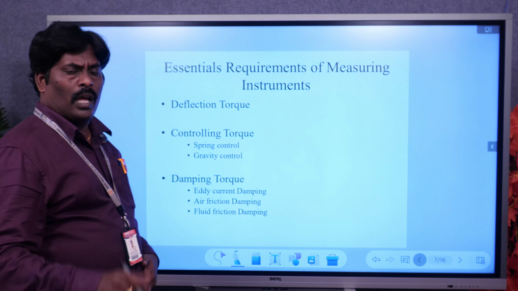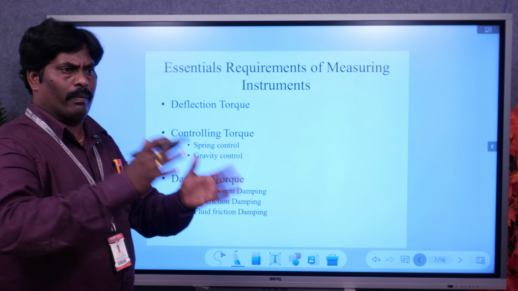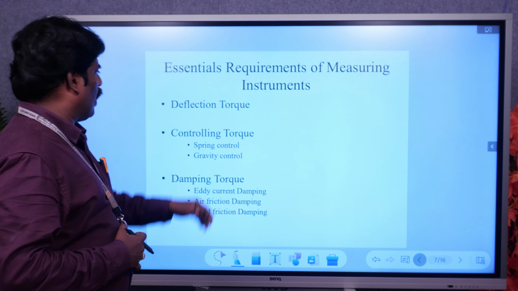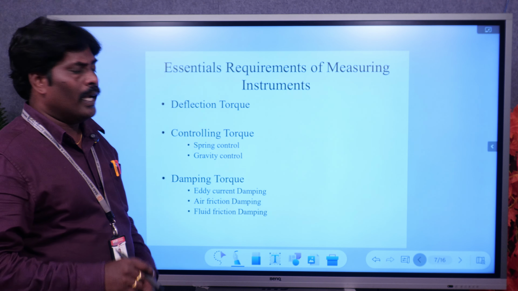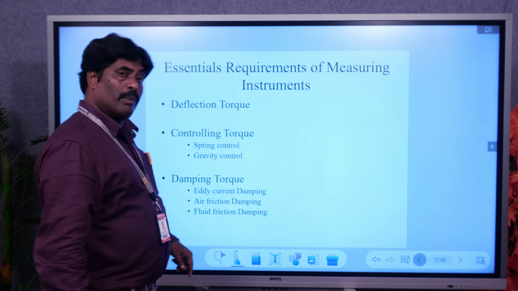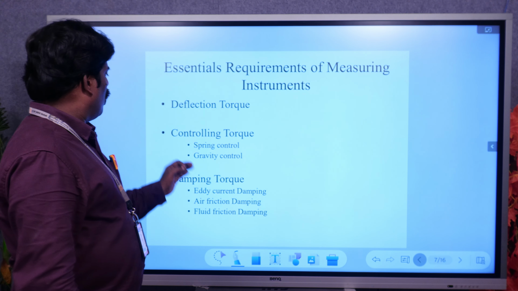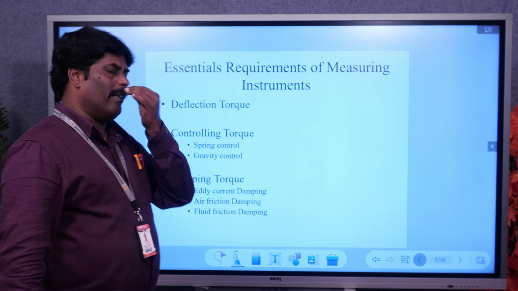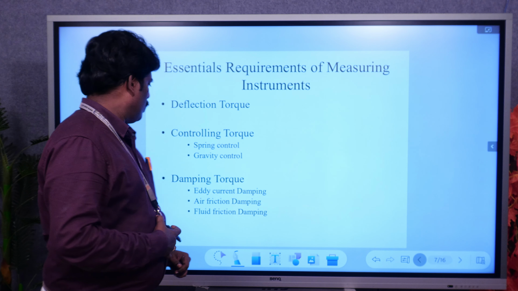Controlling torque means the pointer at the final position should be stopped at some final position. To stop that pointer, we need to give the controlling torque. The torque required to stop the pointer at the final position is called controlling torque. The controlling torque is given by two types: spring control and gravity control. Two spiral hair springs are used in spring control. Gravitational force is used in gravity control.